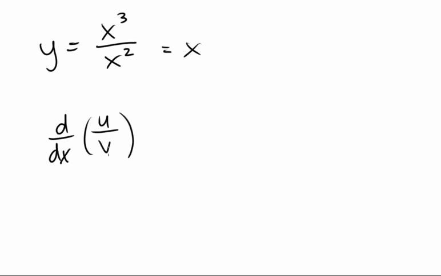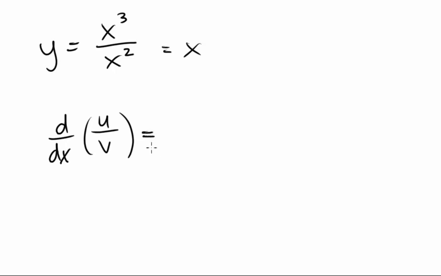We have two functions, u and v, and we're dividing. Now, it is important that you keep straight which one's on top, which one's on the bottom, and you match them up with our little equation over here to make sure you have them in the right order. The product rule didn't really matter that much. With the quotient rule, it definitely does.